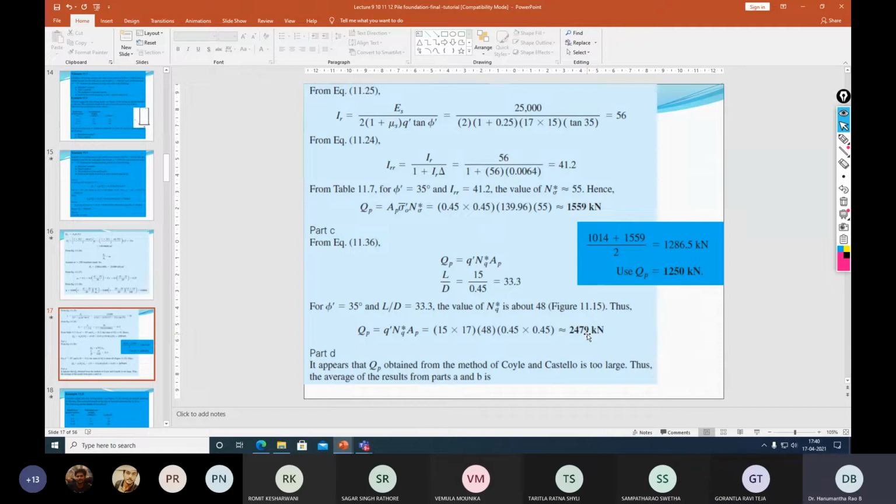So most of the structures will fail because of poor performance in the construction or because of poor foundation design. If you look in general, most of the buildings undergo repair only because of improper foundation design or foundation failure. So this is the fact.